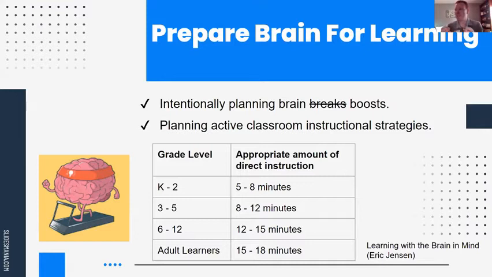Okay, so something as simple as that is helping your students prepare their brain for learning. They're engaging both sides of the brain. You can have them stand up and do it.